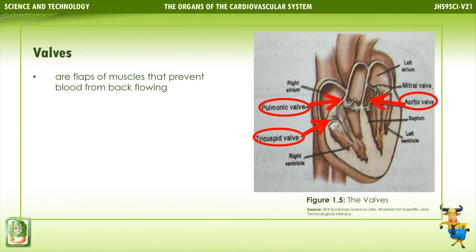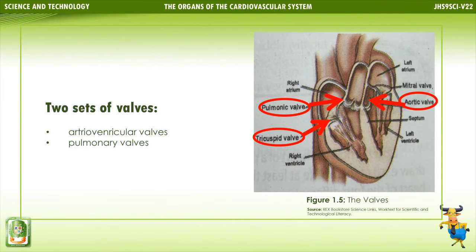Valves are flaps of muscle that prevent blood from flowing backward. The two sets of valves are the atrioventricular valves and the pulmonary valves that work together to ensure that blood will move only in one direction.